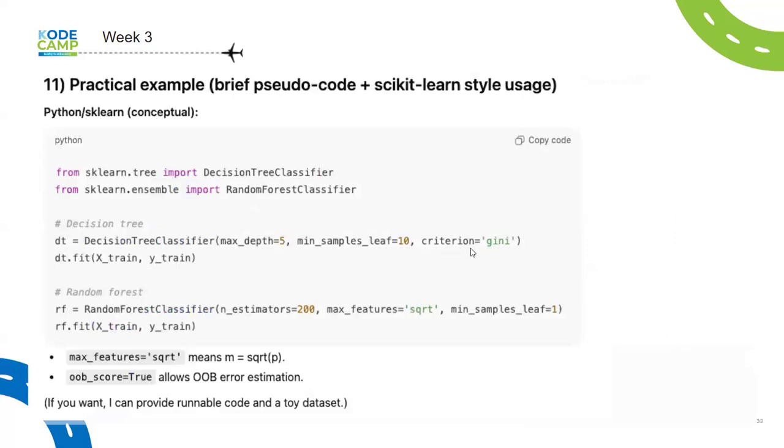Then criterion is Gini. This is a criterion that you use for calculating loss. In machine learning, it is called criterion, and you see the same thing even when we are using PyTorch. So Gini is Gini impurity.